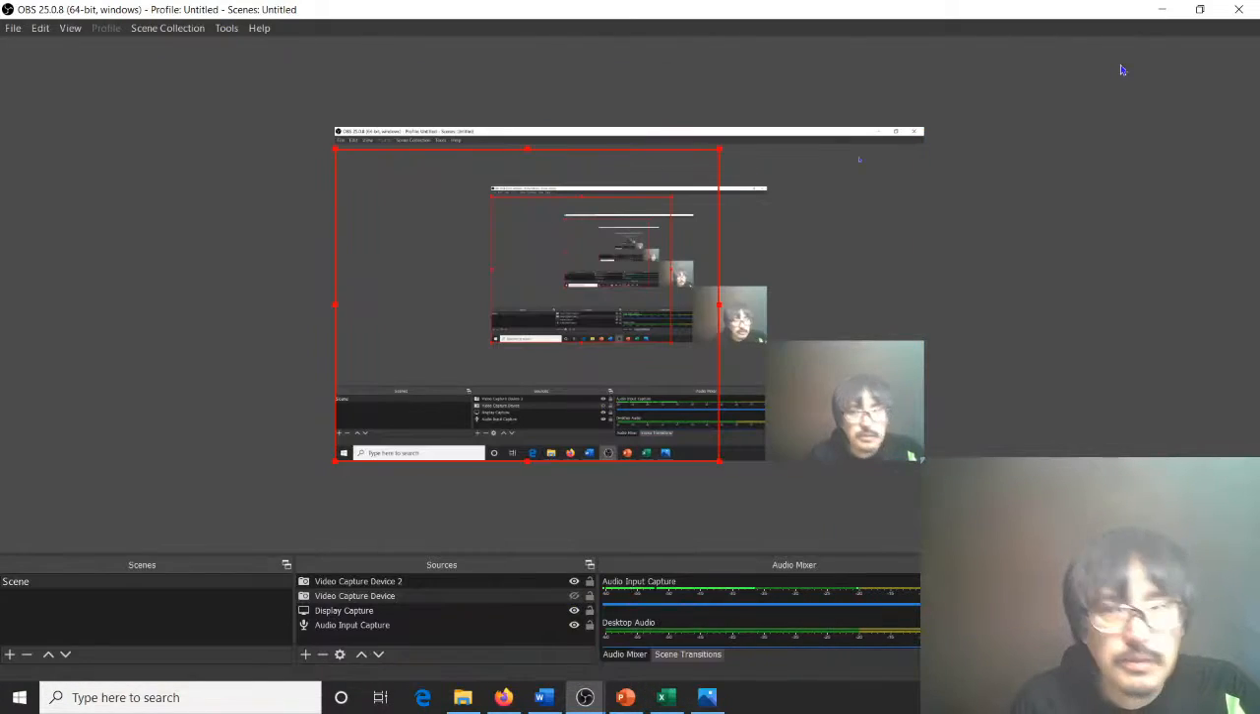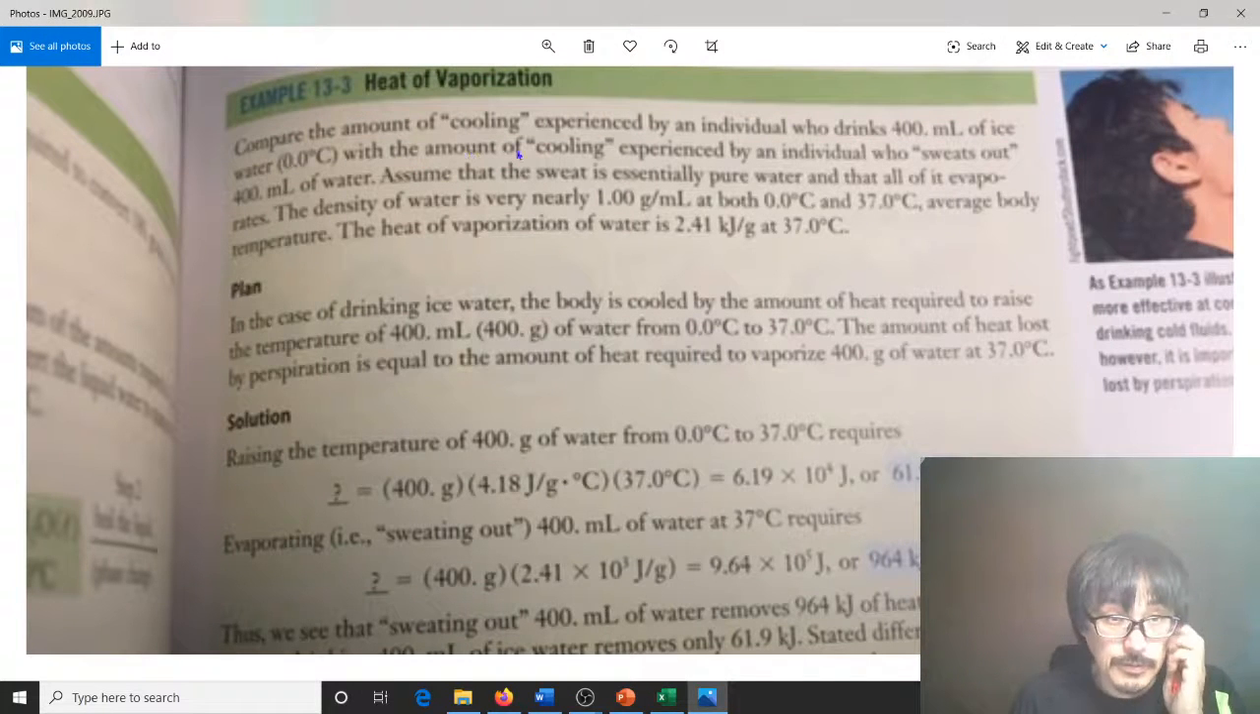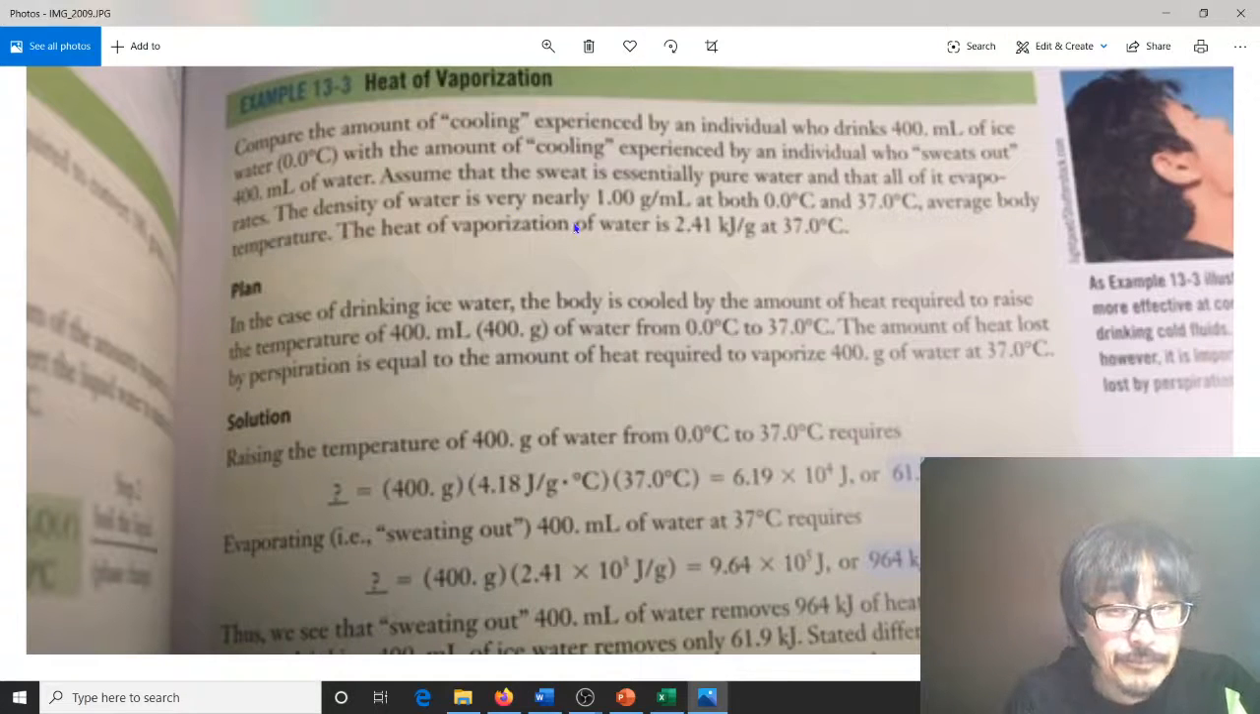Okay, for the second problem, right? The second problem is this problem right here. If it's sideways, you need to open it with different image viewers. But you actually drink 400 milliliters of ice water at 0 degrees Celsius, and then see how much of the heat is actually taken off from the body.